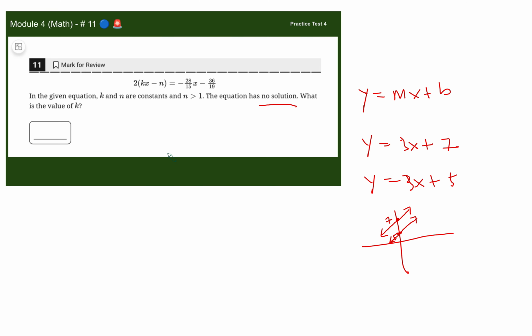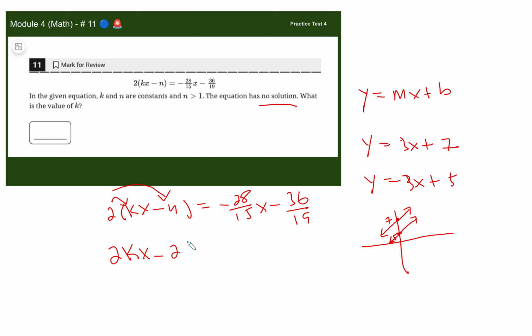So you could match them up. You could do this a couple ways. So here, let me just write this down. So you have 2kx minus n equals negative 28 over 15x minus 36 over 19. Okay, let's go ahead and just distribute the 2 right here. So you're going to get 2kx minus 2n. Okay, and let me just copy this down again.